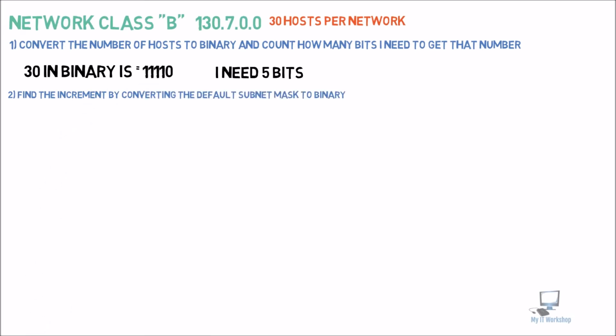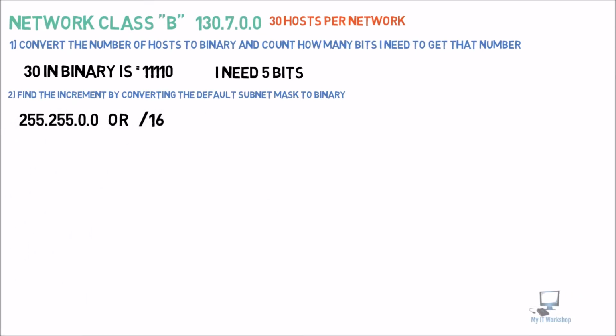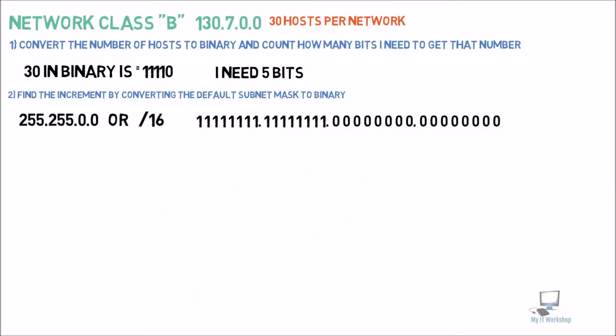The second step is to find the increment by converting the default subnet mask to binary. So what is the default subnet mask for a class B? We have seen in the graphic as well. That's why it's important to memorize that graphic. The default mask is 255.255.0.0 or /16. That's the default. We cannot change that. Well, actually we can, but we have to memorize that that's the default.